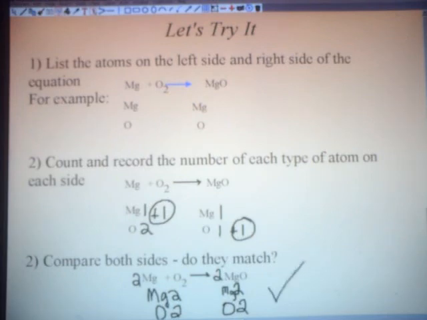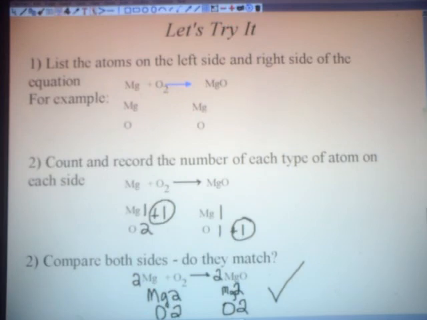And this equation is balanced. And you have to be careful when you add your coefficients. You have to make sure you go back and count your atoms again, because it is very easy to lose track of how many atoms are there. So you have to recount them.